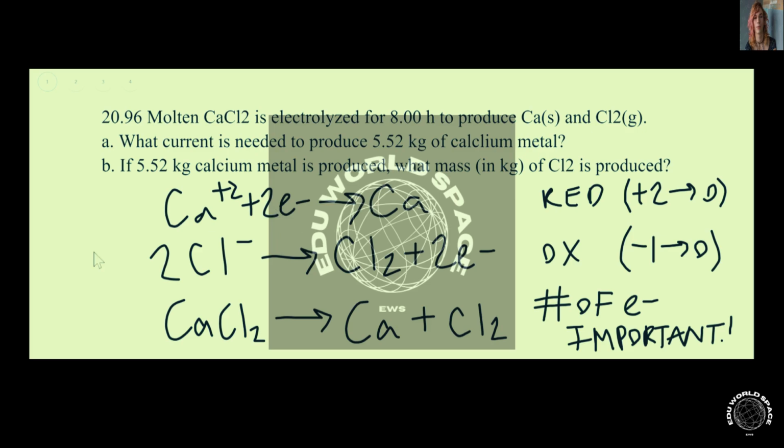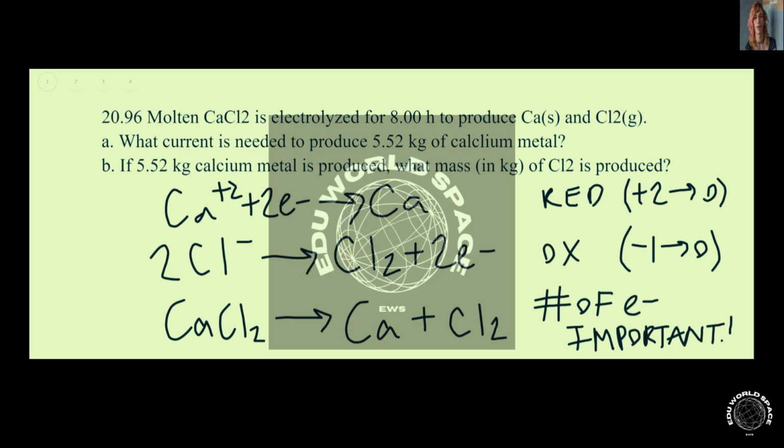And then for our other half reaction, we know that chlorine in this ionic compound takes a -1 charge and that we have 2 of them per CaCl2. So we have 2 Cl- being turned into Cl2, and in order for our charges to be balanced, we need 2 electrons to do that. So the overall half reaction is 2 Cl- yields Cl2 plus 2 electrons.